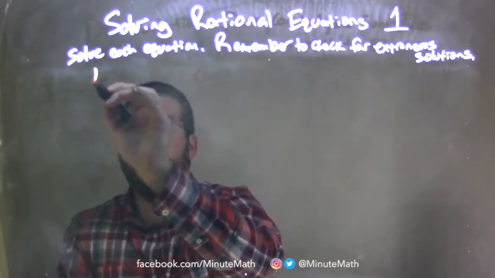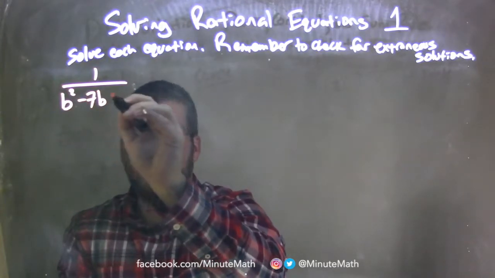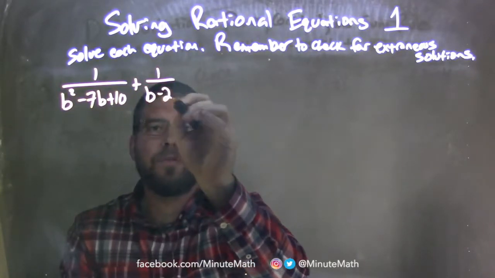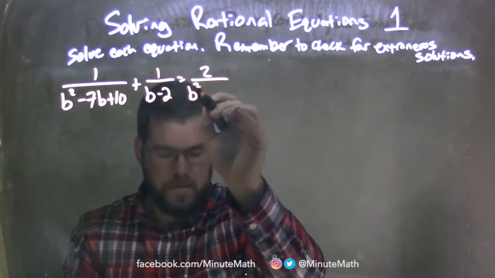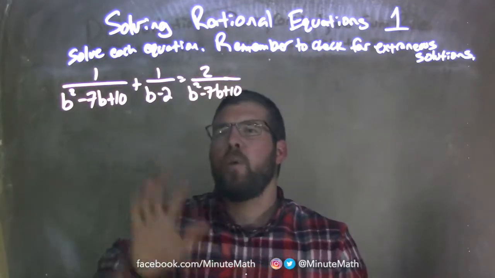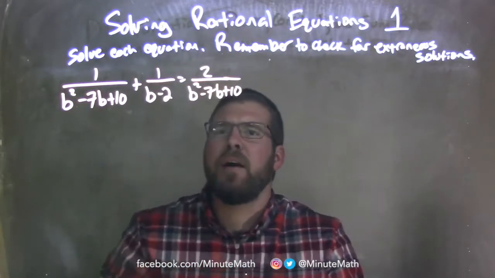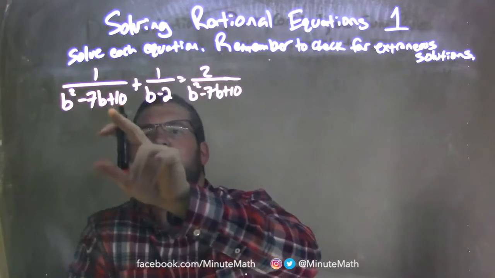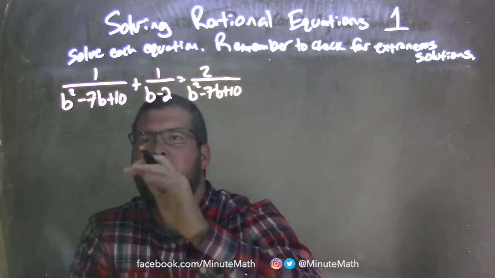The big one. 1 over b squared minus 7b plus 10, plus 1 over b minus 2, is equal to 2 over b squared minus 7b plus 10. Okay. Well, whenever I see a complicated problem like this, and I see a quadratic down in the denominator, I'm thinking, well, maybe can I factor that? That's what I'm kind of thinking here first. And so I think, can I factor this out? And maybe have something that's a b minus 2 is kind of a factor thing. Wow, that's part of it.